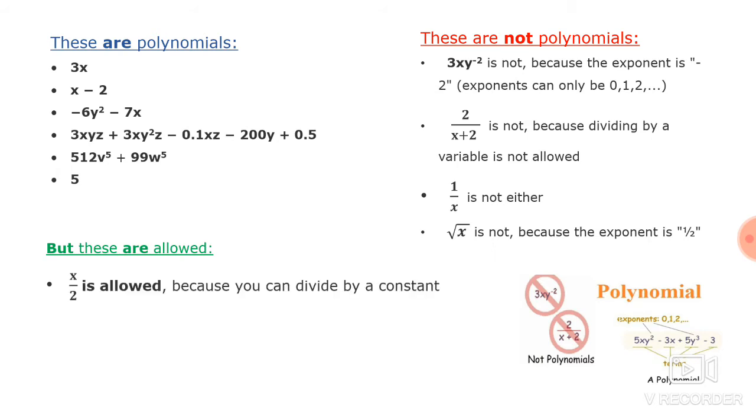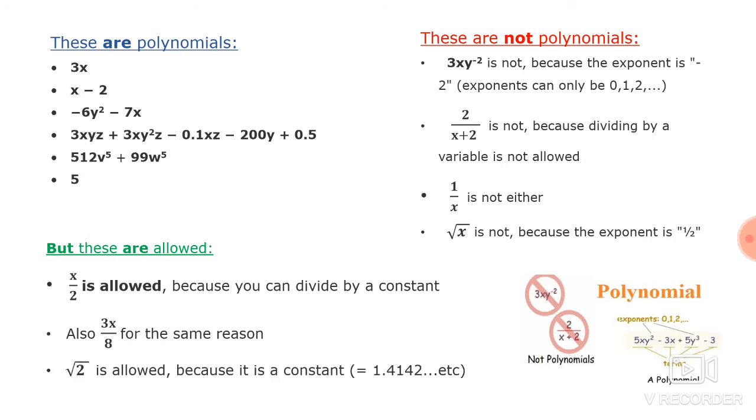These are allowed. x upon 2 is allowed because the exponent of the variable is a positive integer and we are dividing it with a constant. Dividing by a constant is allowed, but dividing by a variable is not allowed. Same reason here, 3x upon 8. Square root 2 is also allowed because square root 2 is just a constant and the exponent of the variable here is 0. So square root 2 is a polynomial. Square root x is not allowed, but square root 2 is just a constant. So this is a polynomial, a constant polynomial.